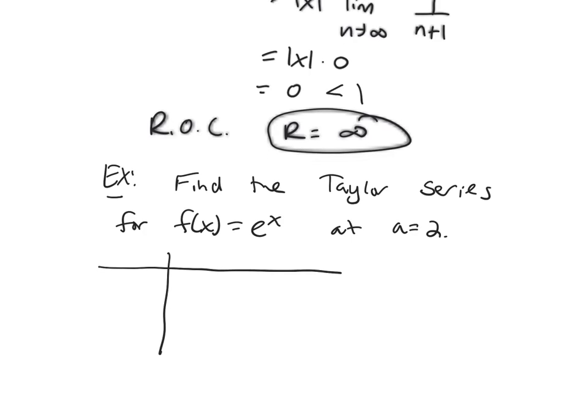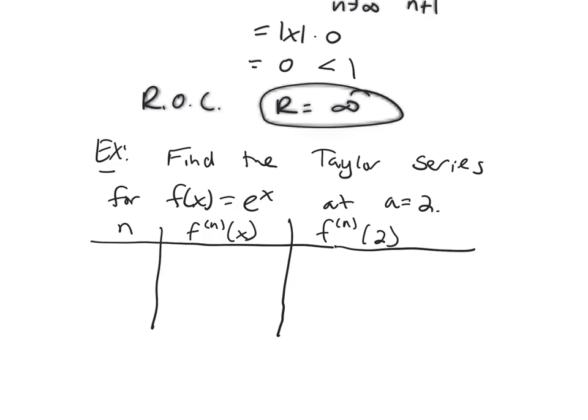Let's see, n, the nth derivative of your function. But now instead of plugging in 0, we're going to plug in 2, our a value. And the very last column is for the actual coefficients we're looking for: the nth derivative, plug in 2, over n factorial. Okay.